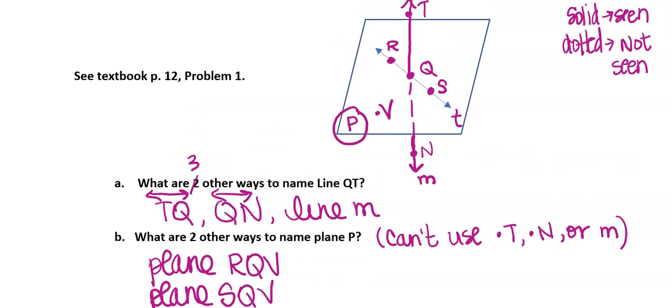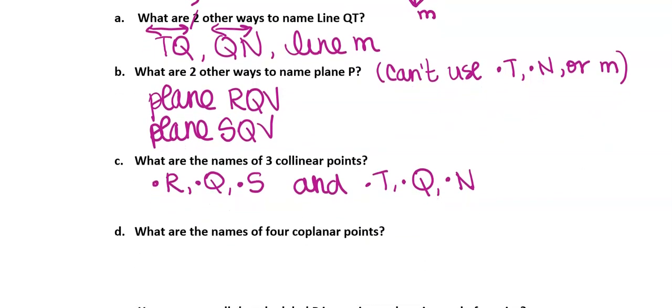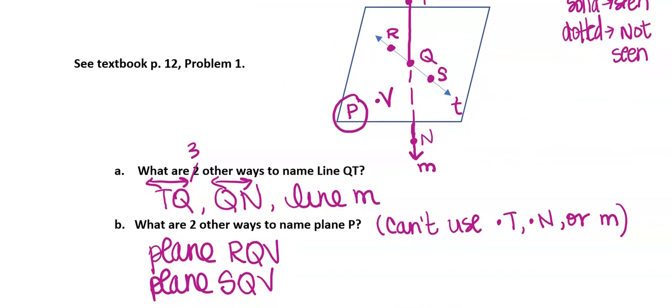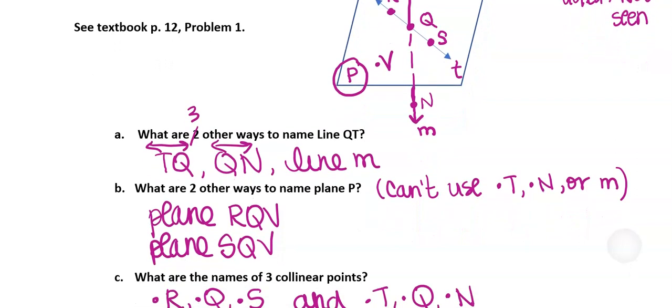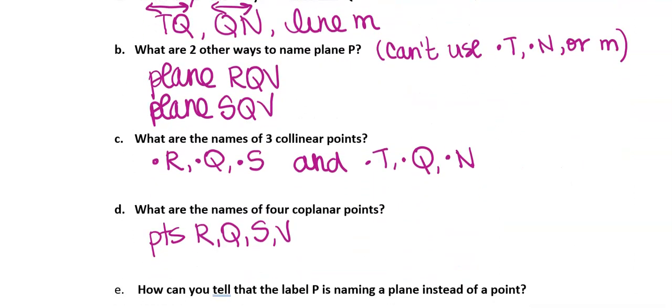And we could also say points T, Q, and N. And those are in a line as well. What are the names of 4 coplanar points? We cannot use T, N, or M, but the points we can use would be R, Q, S, and V. Okay, so those are 4 coplanar points. You cannot use the P in this one because that names the plane.